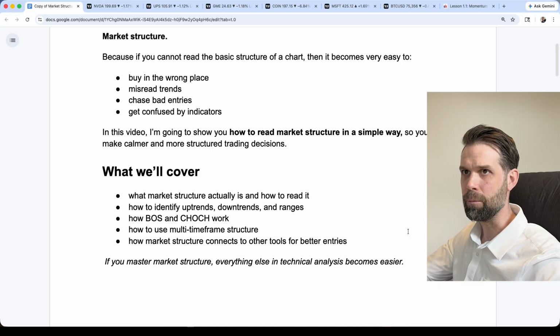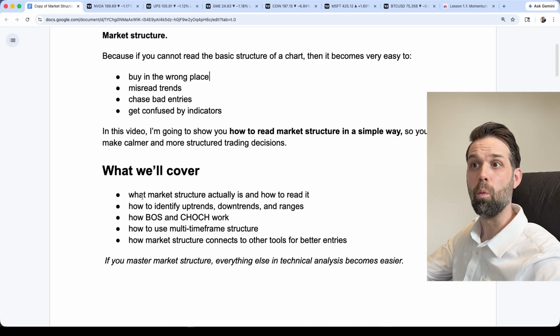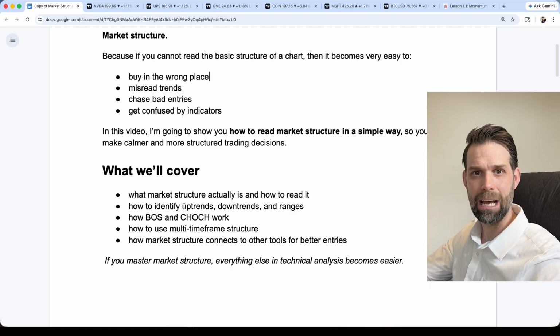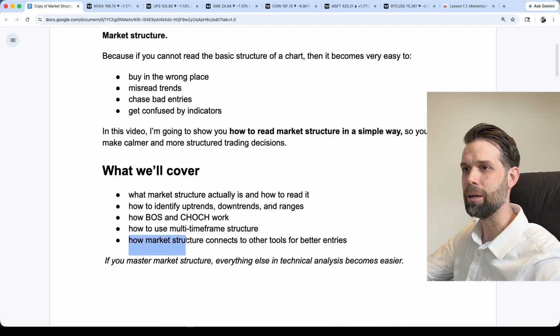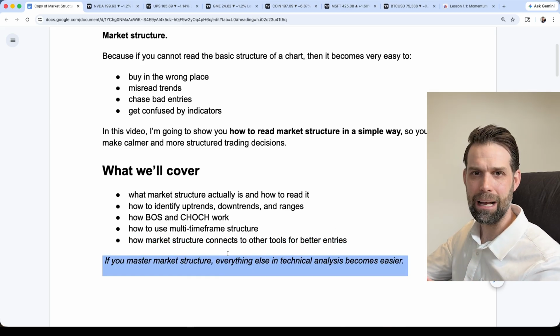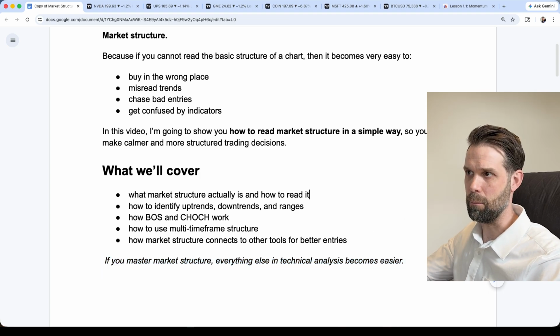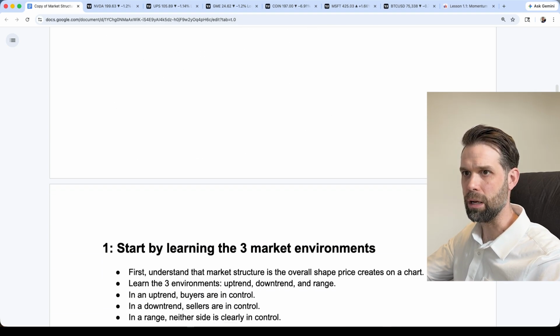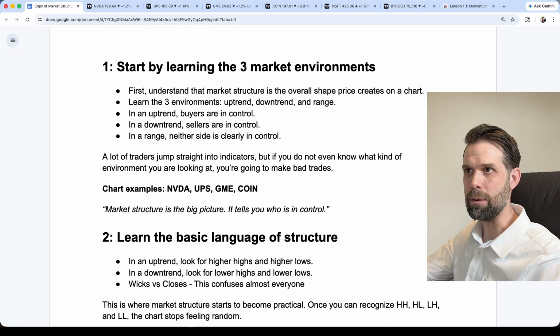So what we're going to cover in this video, we're going to talk about what market structure actually is, how it works. We're going to identify uptrends, downtrends, ranges, talk about a break of structure and a change of character, which are really important. Briefly talk about multi-timeframe structure, and then just talk about how market structure connects to the other tools for better entries. So if you can master market structure, everything else in technical analysis becomes much easier. So let's jump right into it, and we'll start by learning the three market environments.